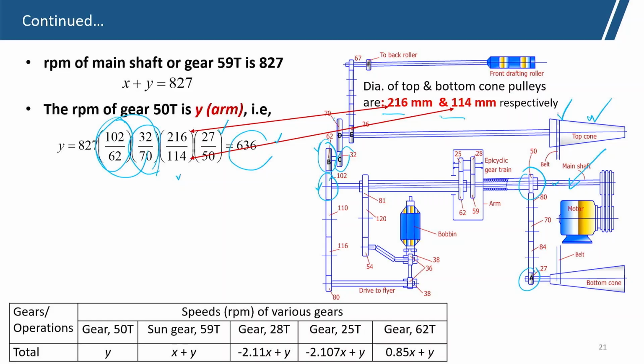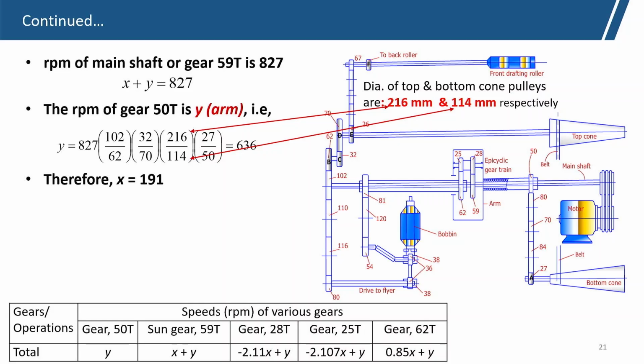So, that is why we are getting, at the starting point with the bare bobbin, the speed of the arm as 636, that is y.